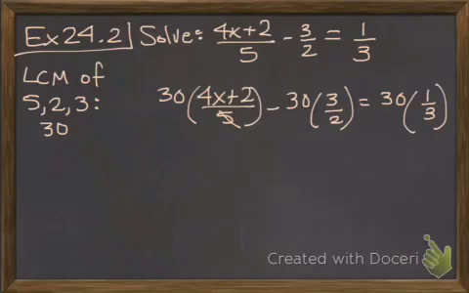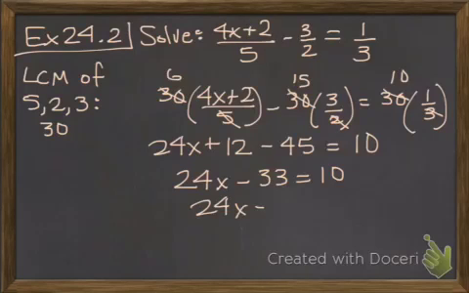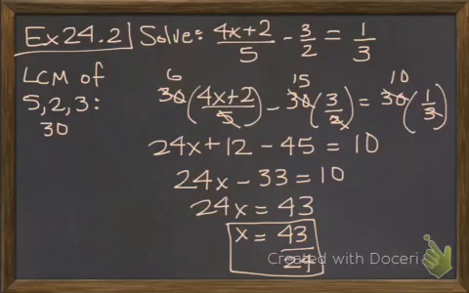So in the first part, we'll cancel. 5 goes into 30 6 times. So we get 24x plus 12. The second term, 2 goes into 30 15 times. Negative 15 times 3 is negative 45. And then the last one, 3 goes into 30 10 times, so it's equal to 10. Now we can solve. 24x minus 33 equals 10. So 24x equals 43. x equals 43 over 24.